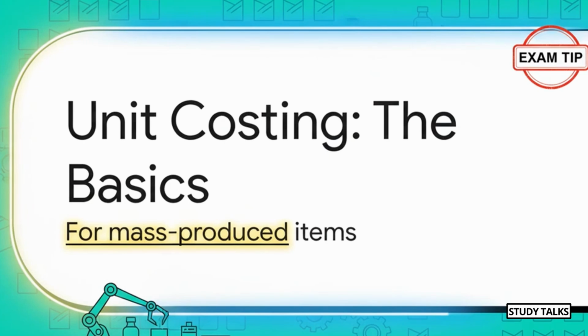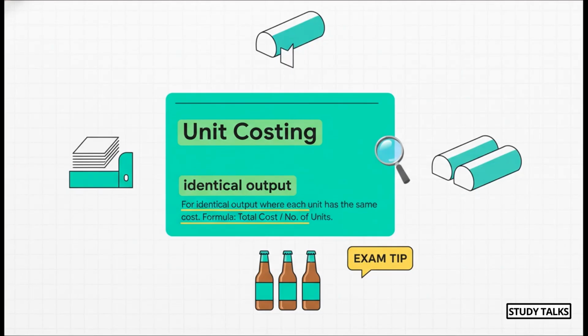So for those industries that are mass-producing identical items, we use the simplest, most straightforward method there is. And that brings us to Section 2, the basics of unit costing. Unit costing, which you might also hear called single or output costing, is perfect for when every single unit that rolls off the production line is exactly the same as the one before it. We're talking about industries like paper mills, steelworks, or breweries. Since every unit is identical, the cost for every unit is also identical. And the formula? It's as simple as it gets. Just take your total cost of production and divide it by the number of units you made. That's it. The final result is usually laid out in a detailed cost sheet, which is super useful because it shows the cost per unit at every stage of production.